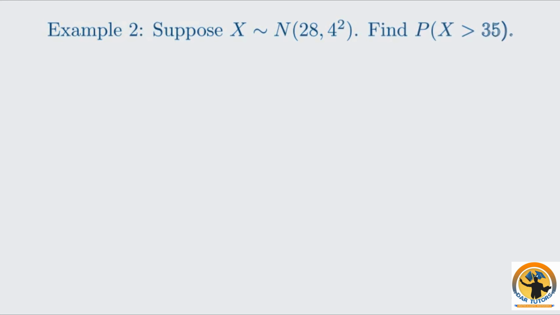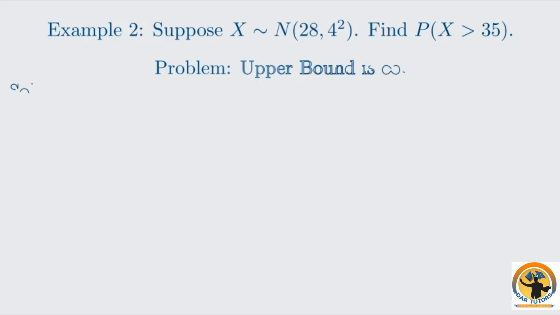Suppose x is normally distributed with mean 28 and standard deviation 4. Find the probability that x is greater than 35. We need to find the area under the curve from 35 all the way to positive infinity. Since the curve is asymptotic to the x-axis, the area goes on forever. But we can't type infinity into our calculator. The solution is to use a very large number for the upper bound.